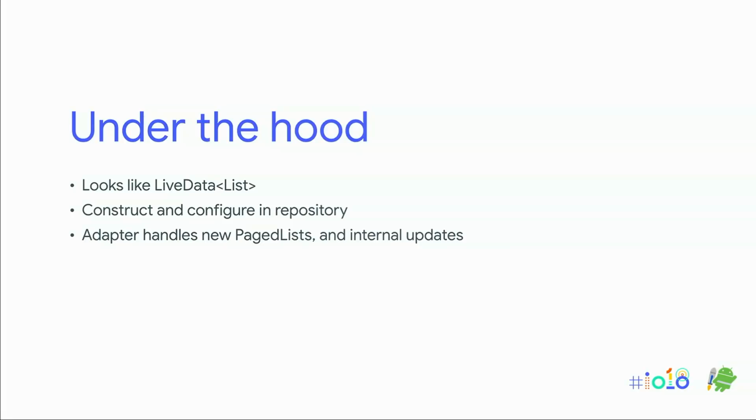So fundamentally, under the hood, we do a lot of trickery to make this work, but from the outside, we try and make it look as close as possible to a live data of a list, because this is a really nice experience. It lets you keep your UI really, really simple and avoid all of the information about paging on that side, and let you configure and construct your flow in one place from the repository. The page list adapter is able to handle both the new page lists as they flow in, and also the internal updates of the page list as it loads.